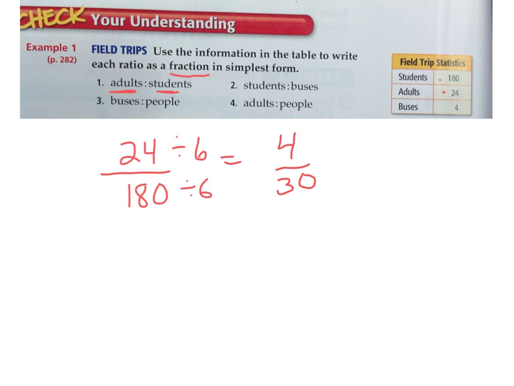So now I've simplified it. Now I notice I'm still not in simplest form because I can divide both of these numbers by the same number. I can divide both of these by 2. So 4 divided by 2 is 2, and 30 divided by 2 is 15. All right, now I'm in simplest form. So the answer for this one would be 2 to 15.